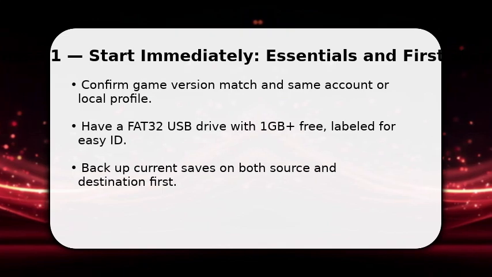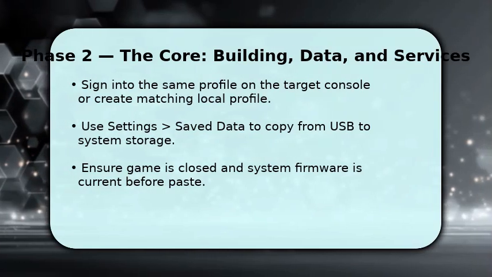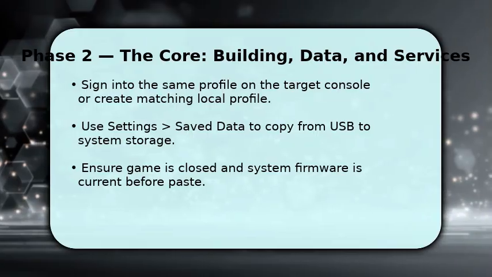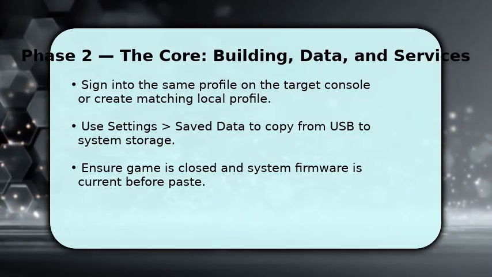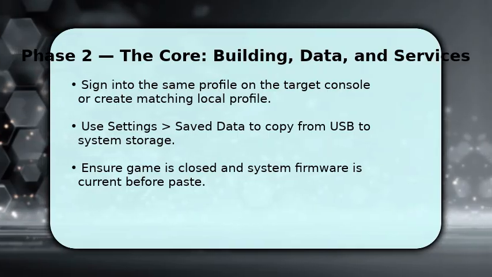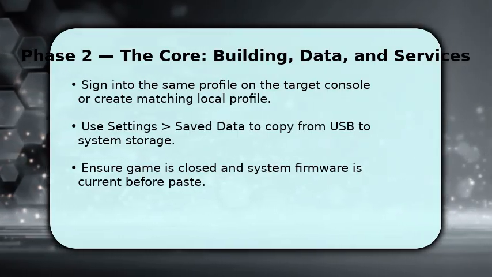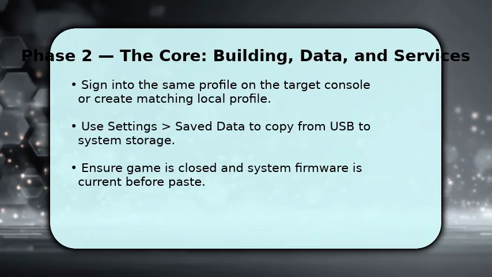With the USB in the target machine, sign into the matching profile because saves are profile locked. Open Save Data Management and copy the file from USB to system storage. If prompted, choose to replace or keep both. Pick Replace only when you're sure.